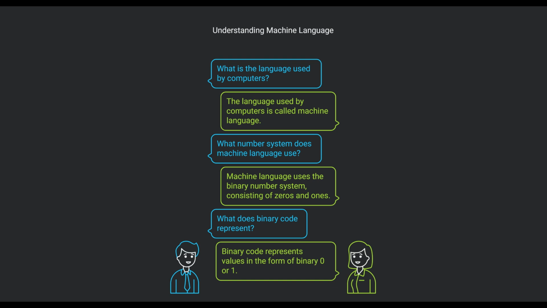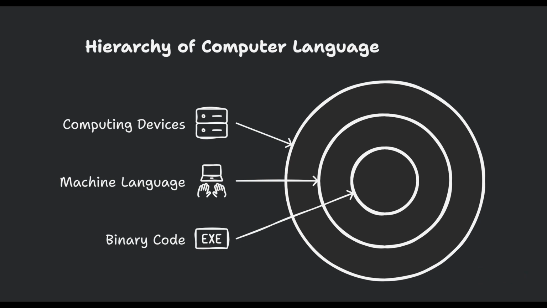We divide programming languages into two types, low level language and high level language. Low level language is machine level language or assembly language, which directly communicates with the hardware. The hierarchy of computer language is: the computing device, on which we write our code, which later on will be converted into machine level language, and machine level language is nothing but the binary code.